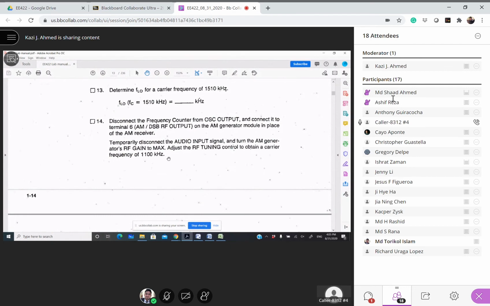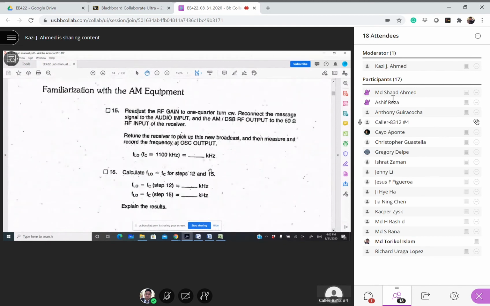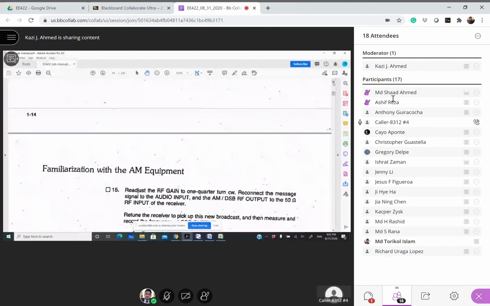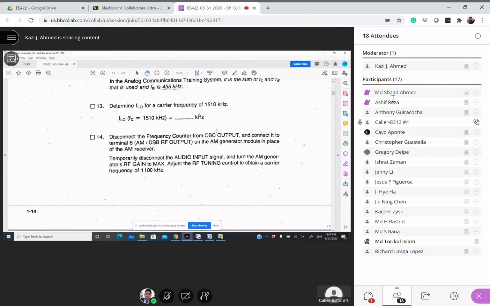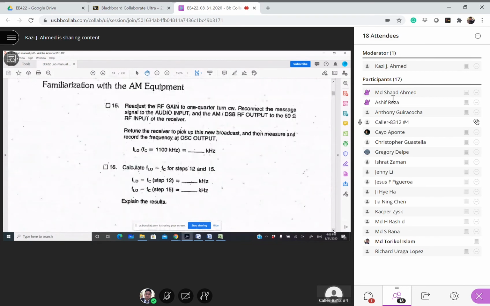So now you have picked a different frequency, right? So the carrier frequency is now 1100. It was 1000, now it is 1100. Readjust the RF gain to 1/4, reconnect the message signal to the audio input. Okay, so again, what happened in these three procedures is we checked the whole procedure using the 1000 kilohertz carrier. Now we change the carrier to 1100 kilohertz, right? And do the same thing. Again, we change everything so that now it works only for 1100 kilohertz.